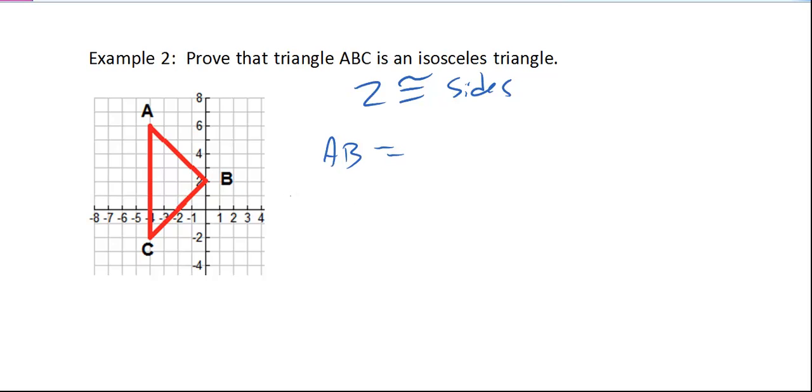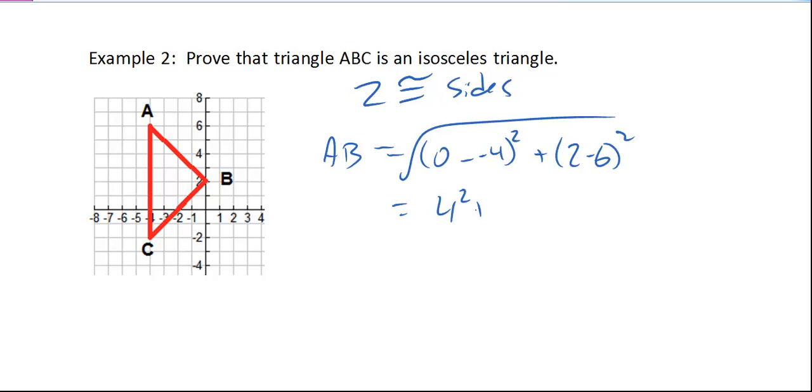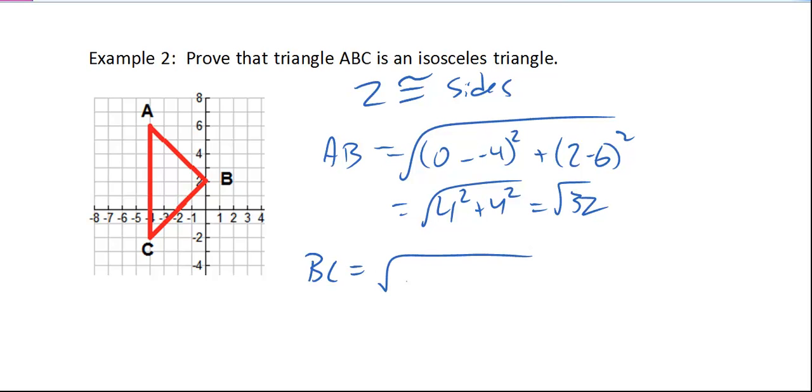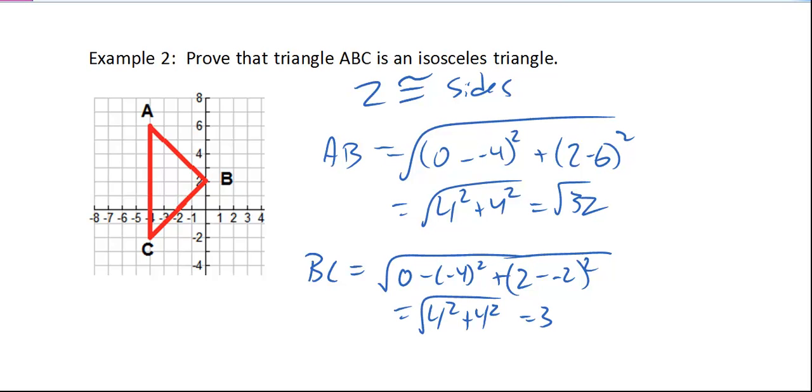The distance from A to B, let's see, we have the change in x, which would be 0 minus -4 squared, plus the change in y, which is 2 minus 6 squared. So that gives me 4 squared plus 4 squared, which is the square root of 32. We don't really need to simplify because I'm just trying to show that they're the same. BC, the change in x would be 0 minus -4 squared again, and 2 minus -2 is the change in y, so I get 4 and 4 again, and that also is the square root of 32.